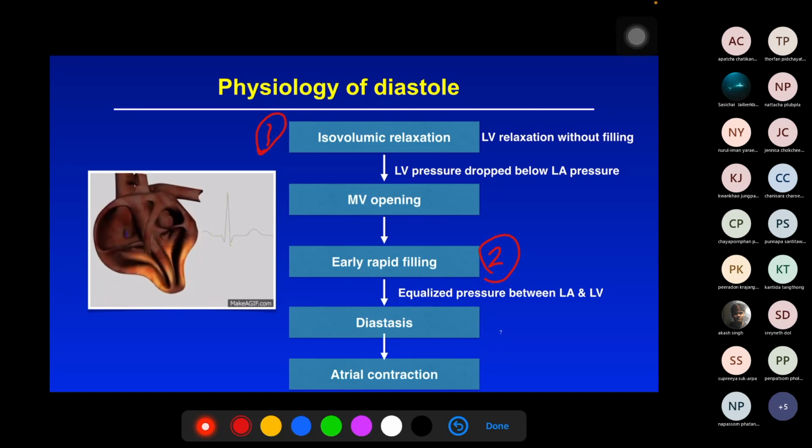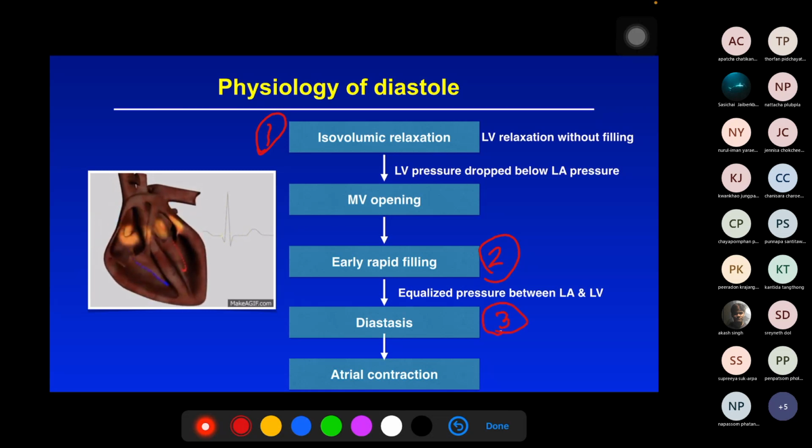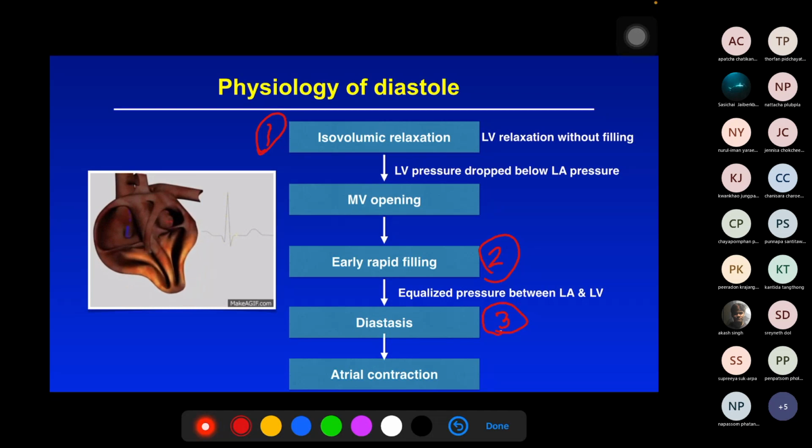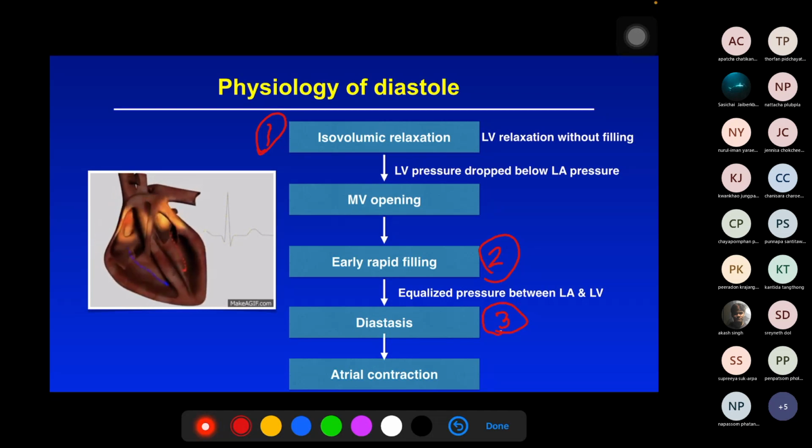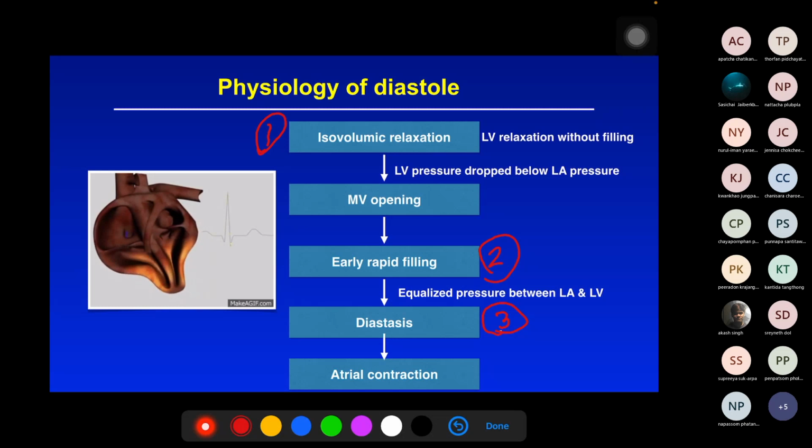This phase is the most important in the diastole because most of the blood fills in this phase, the second phase, early rapid filling. After that, when the pressure is equalized between the LA and LV, it starts the third phase. It's called the diastasis. Diastasis means the flow is stasis because the pressure in the LV and LA is equal.